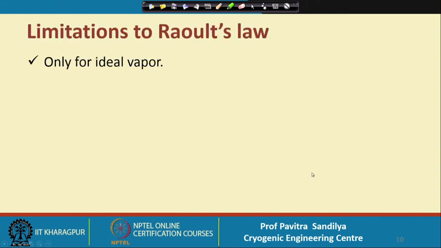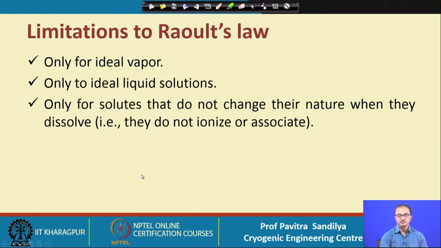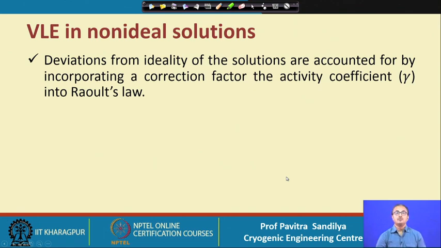So, Raoult's law is a very handy equation which can be used for estimation of vapor liquid equilibrium. So, these are the following situations: an ideal vapor, an ideal liquid, and there should not be any change in the nature of the liquid. That means, there should not be any kind of reaction that will change the species. Now, real systems may deviate from Raoult's law. In that case, let us see how we go about doing the vapor liquid equilibrium calculations.